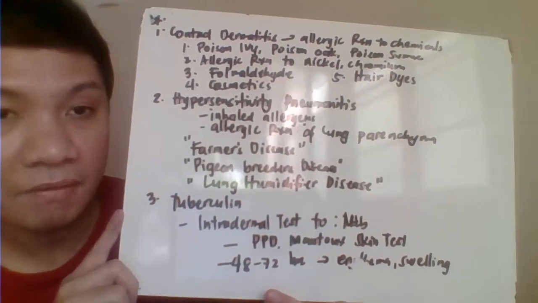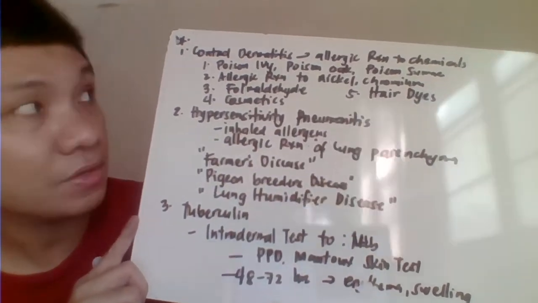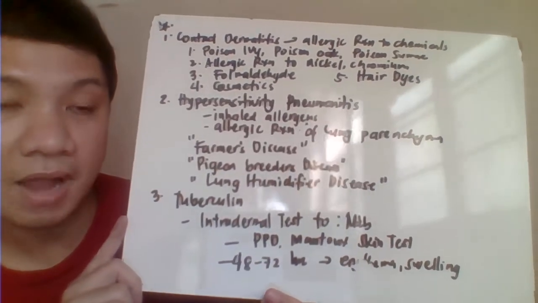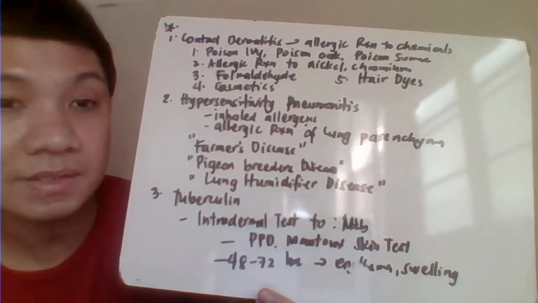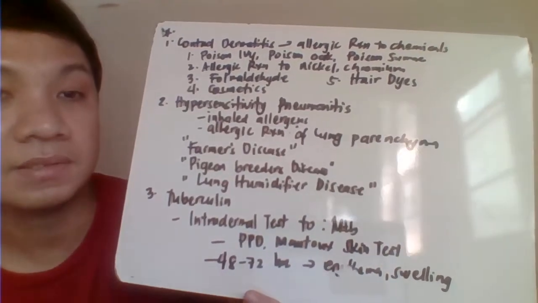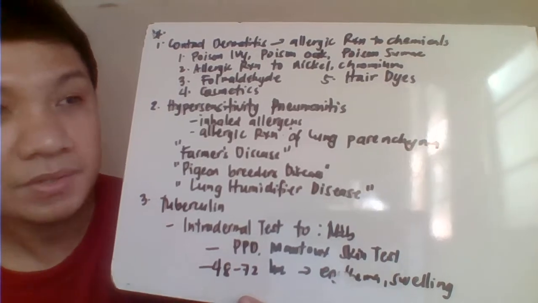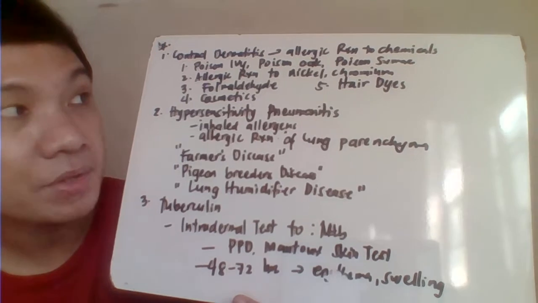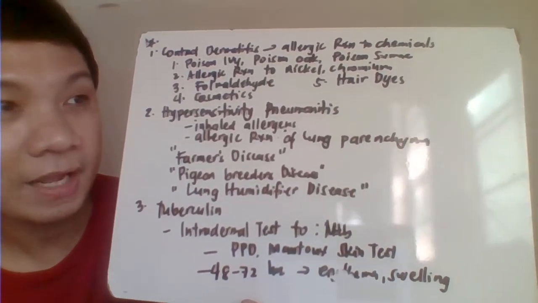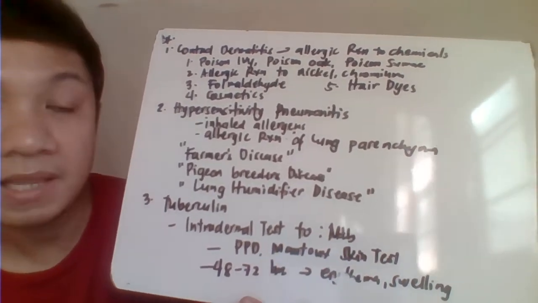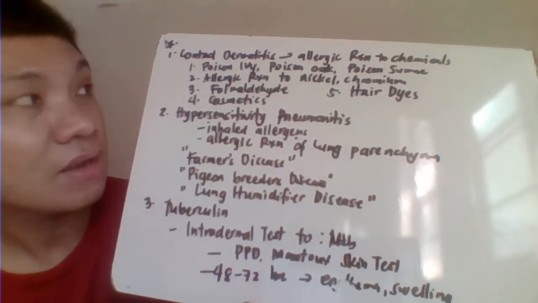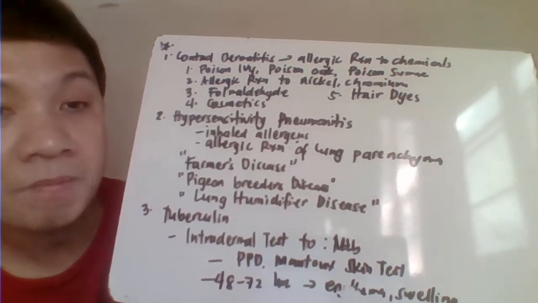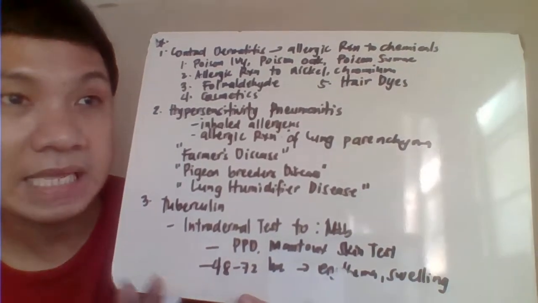We have examples of type 4 hypersensitivity reaction. The first one is contact dermatitis, a type of allergic reaction triggered upon contact of your skin with different chemicals. It might be contact with poisonous plants or plant extracts like poison ivy, poison oak, poison sumac, or contact with chemicals like formaldehyde, cosmetics, or hair dyes, or contact with trace elements like nickel and chromium. It primarily makes our skin itchy.